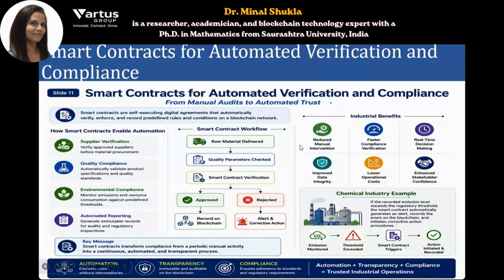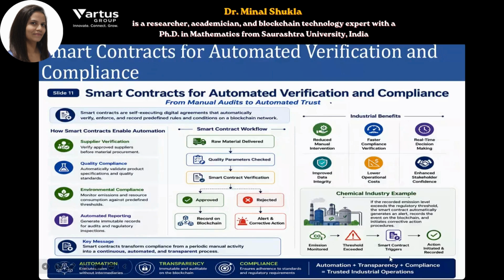So the smart contract will flow in this way. Raw material will be delivered, quality parameters will be checked, and the smart contract finally gets verified. If it is approved, the record will be noted down in the blockchain. If it is rejected, then there will be an alert and corrective action will be given to the person who is deploying the smart contract. So what are the industry benefits? Reduced manual intervention for data, faster compliance and verification, real-time decision making, improved data integrity, lower operational cost, and enhanced stakeholder confidence.